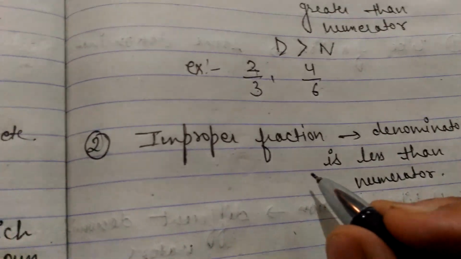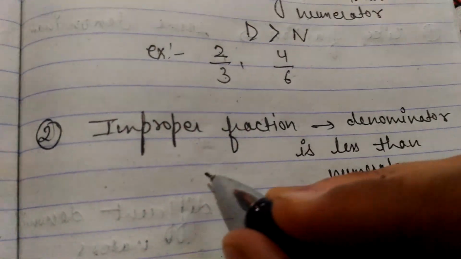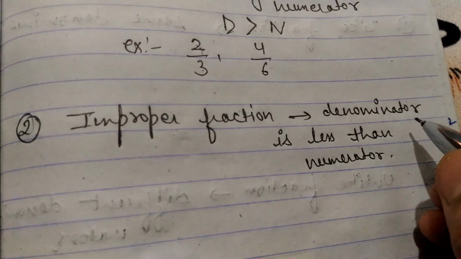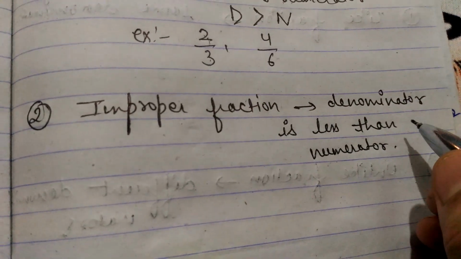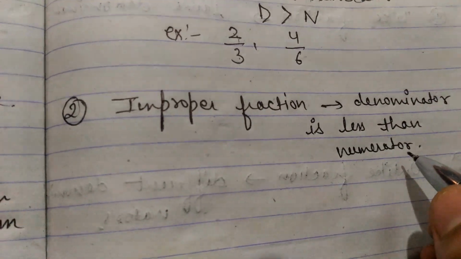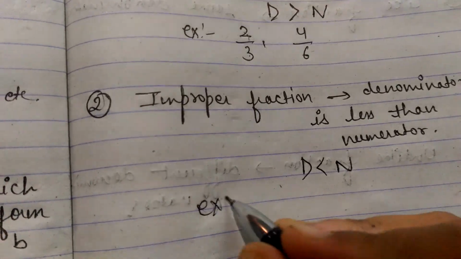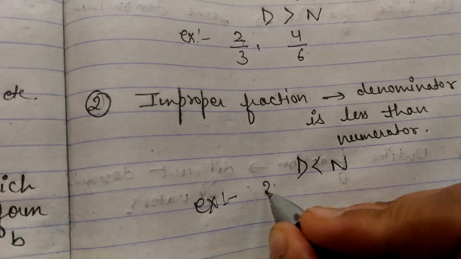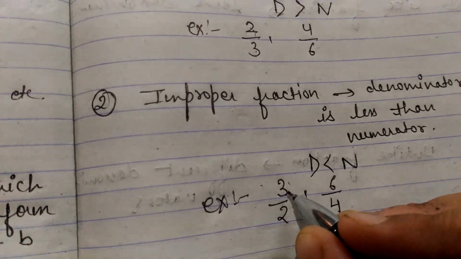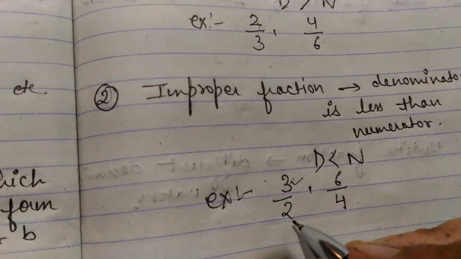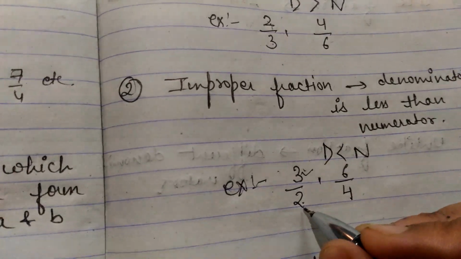Similarly, improper fractions are the opposite of proper fractions. In an improper fraction, the denominator is less than the numerator. For example, 3 upon 2 and 6 upon 4. Here the numerator is 3 and the denominator is 2, and 3 is greater than 2.